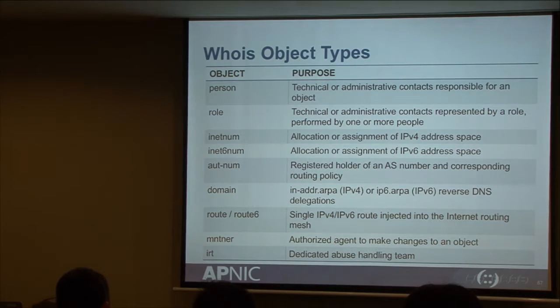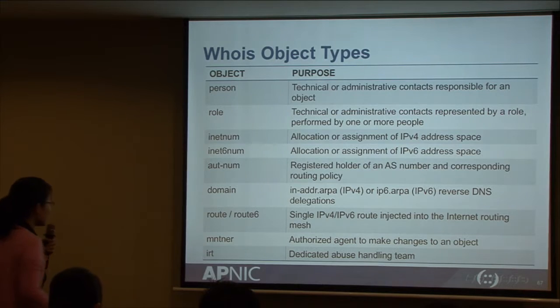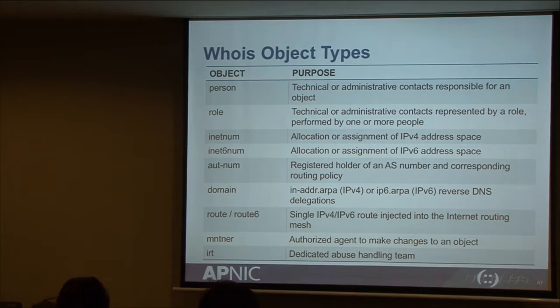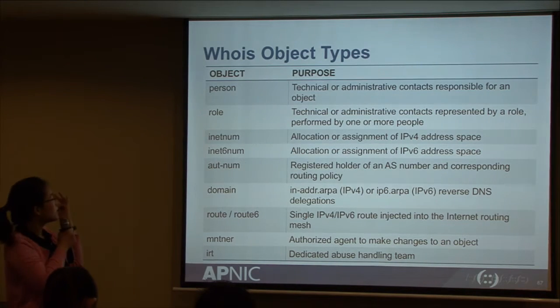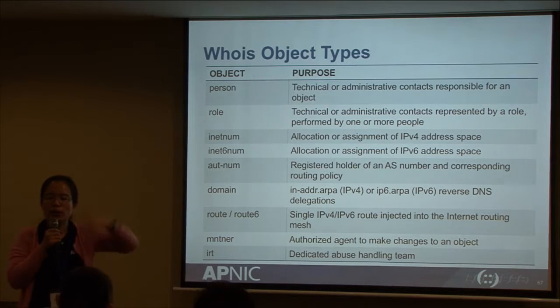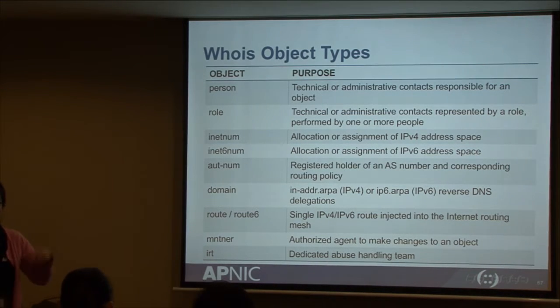And then the route and route6 objects. For the prefix, I got this block of IP addresses and I use it in my network, and maybe you need to announce one block into the internet. If you announce this block into the internet, then this will be the route, or for IPv6, route6, so you will create the route objects. So these relate to the IPv4 block, IPv6 block, autonomous system number, and then the domain. Later we will see the reverse DNS domain parts, and then the route object, IPv4 route and IPv6 route.